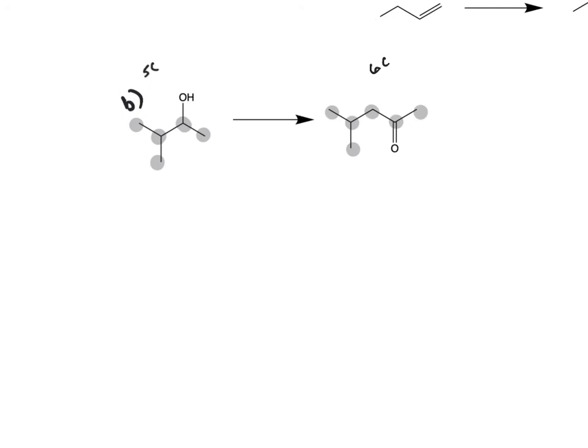Right, so we go from an alcohol, which is at, let's see, this is at carbon 3 on the parent, to a ketone, 1, 2, 3, 4, at carbon 4. So we change the location of the functional group. We also change the identity of the functional group. We also add a carbon. So those are all things to keep in mind.